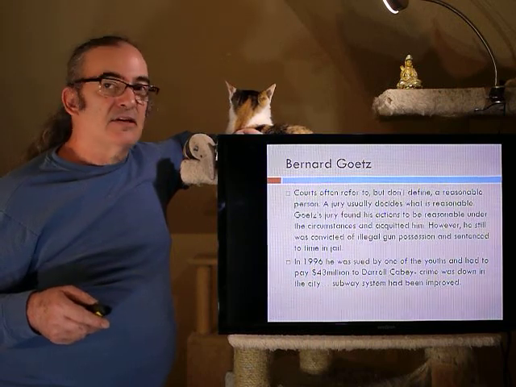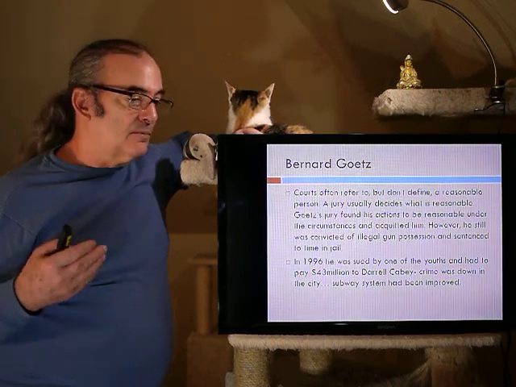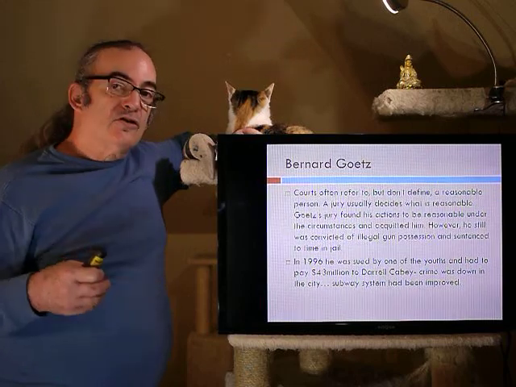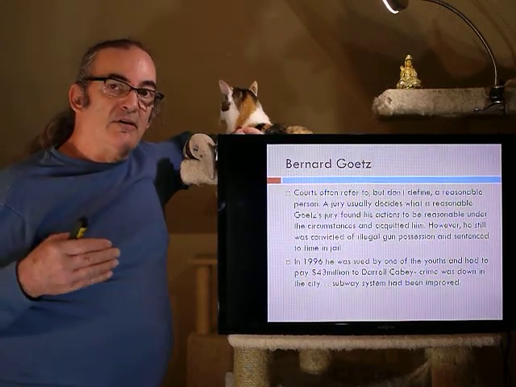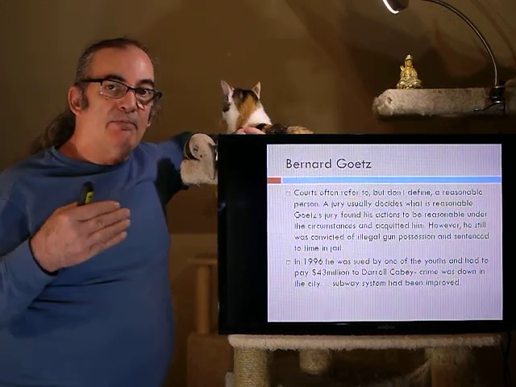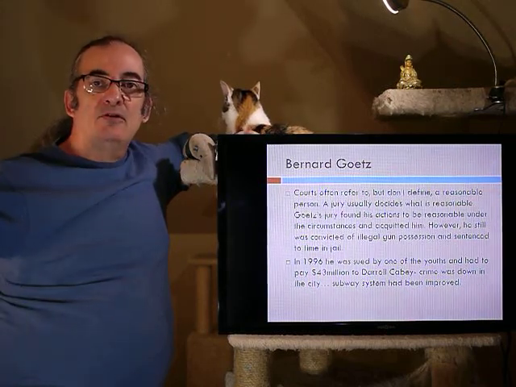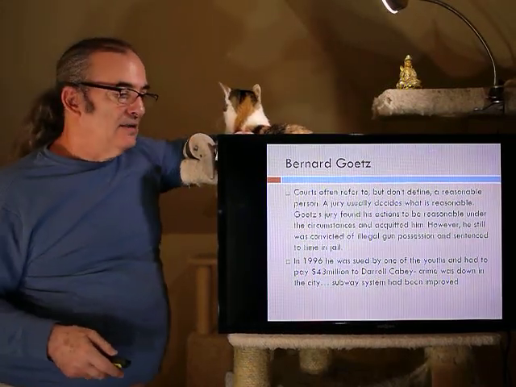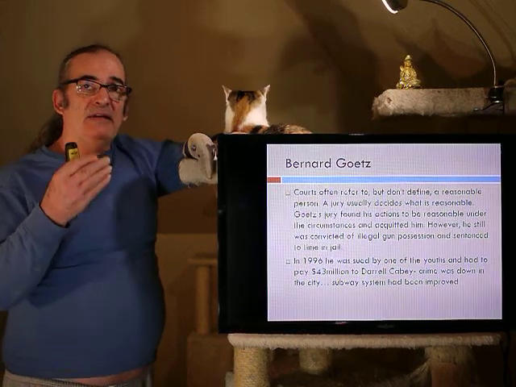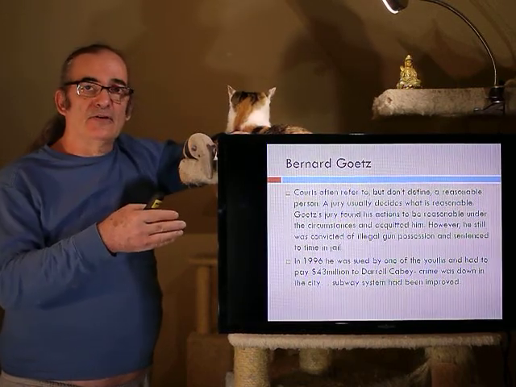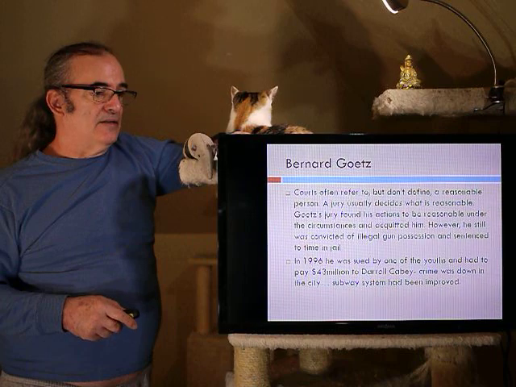The crime was down in the city. The subway system had been improved. So people found his actions to be less reasonable based on the circumstances as viewed from a later point in time. And that's a big civil suit. So while he avoided criminal prosecution, he lost a civil suit big time.